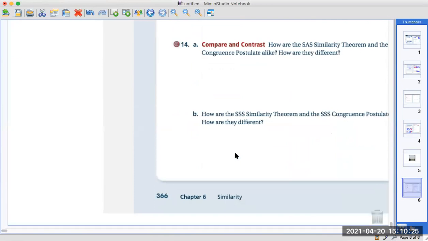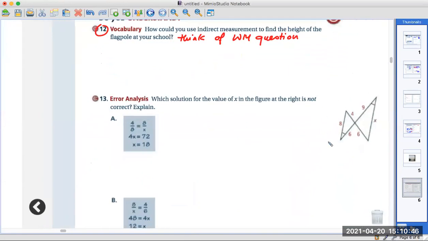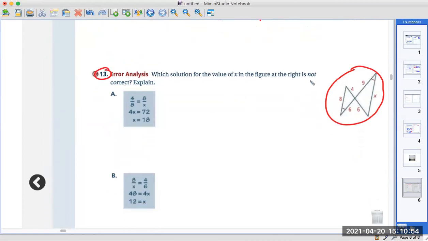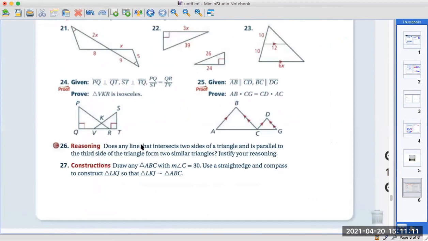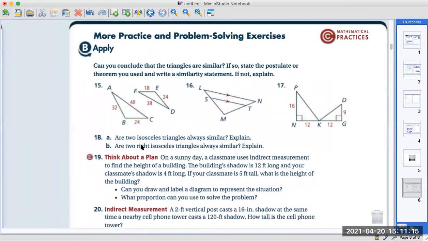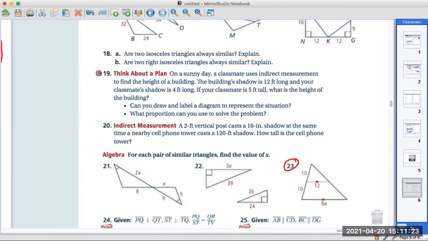And then we are on page 366. Now on the top, vocabulary. How could you think of Washington Monument? Question. And then there's an error. Here's your picture over here. You need to figure out which proportion is correct, which one is not correct. There's one that's correct, so you can just write incorrect, correct, whichever one it is. Then we're going to the next page. Number 15 on the top and number 17. And then number 23. That's it. Enough for you guys. See you later.